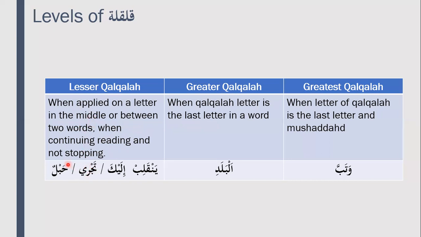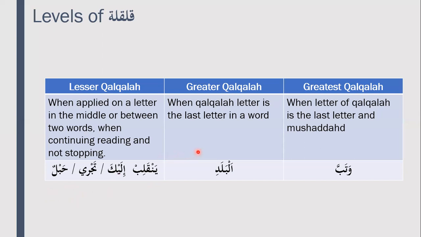So just as in this word and in this word, because one of the letters is Jim, one of the letters is Ba, and as you can see, it comes in the middle of a word. Now, it can also come in between two words as stated in this category, and that is here. So you have the Ba, which is the letter of Qalqalah. So yanqalib ilayka, yanqalib. I'm making Qalqalah, but it's not so strong. For example, tajri habalum, habal. I'm making Qalqalah, but it's not too strong.